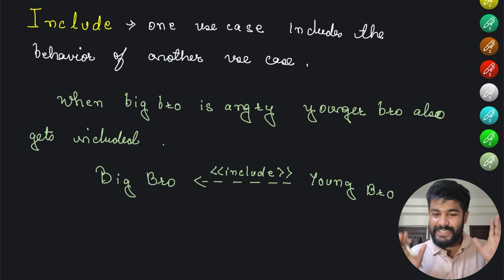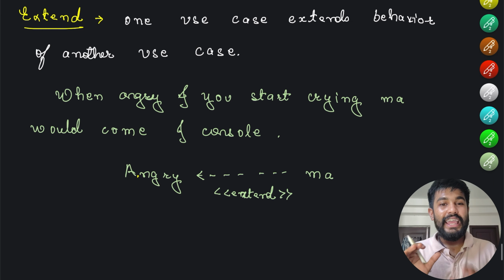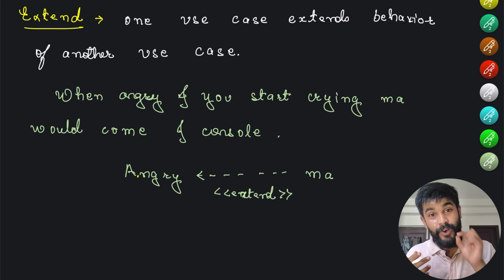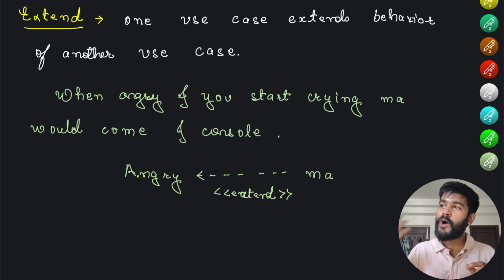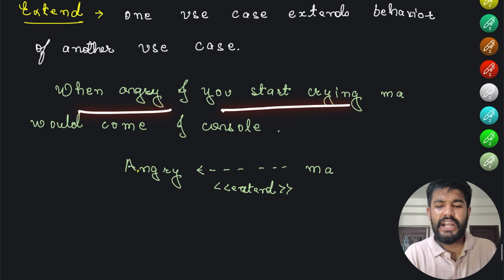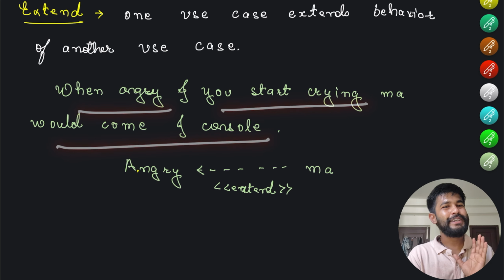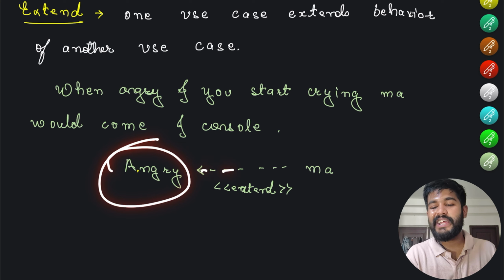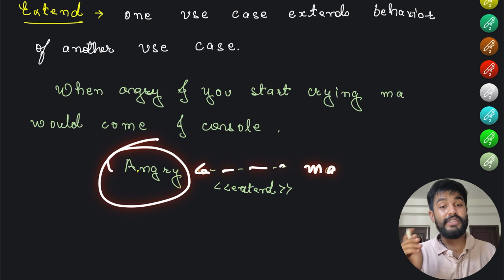Okay. Next, we have the extend relationship. Extend relationships can be understood like this: when I get sad, it's okay. But when I get sad and I start crying, on this condition my mother or my family would be there to support and console me. So when I am too angry, you start crying and your mother would come and console you. If you observe, this anger extends to my mother based on a certain condition.